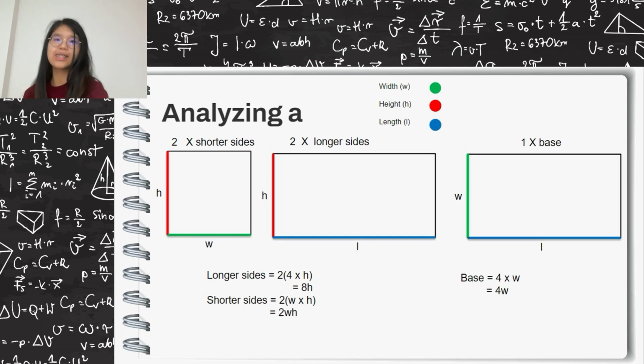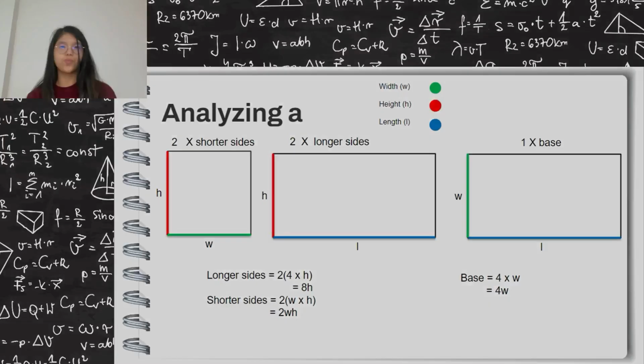For the 2 short sides, on the square face, the expression is 2 multiply width multiply height, which will result in 2WH. The expression for the longer sides is 2 multiply height multiply length, which will result in 2HL. The final expression for the longer sides will be 8H. The last expression before we start answering the question will be for the base, 4 multiply width, resulting in 4W.